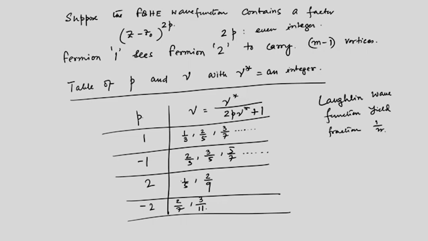1 over m, where m is an odd integer. So of course, 1 by 3 is in that form, and 1 by 5 is also of that form, but none other are included in the Laughlin wave function, and these are called the non-Laughlin states. So, let me show you an intuitive picture of this whole thing.